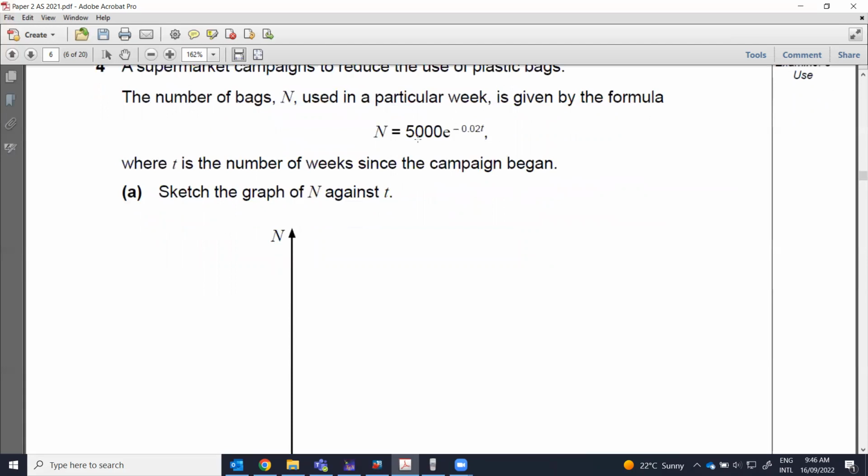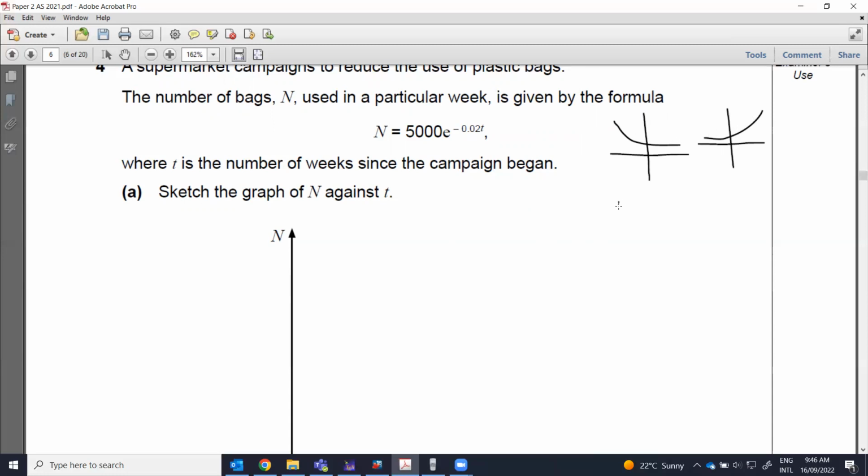Now, this is an exponential function, and exponential functions, the way they look, regardless of what you have here, is they will either look like this or they will look like that. So those are the only two ways that they will look. So you just need to decide with this one here, is it going to look like this or is it going to look like that? Now the question is, how do I tell?